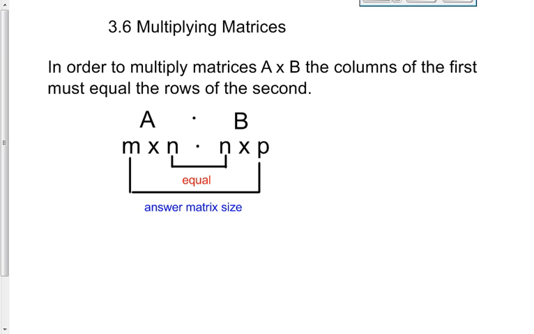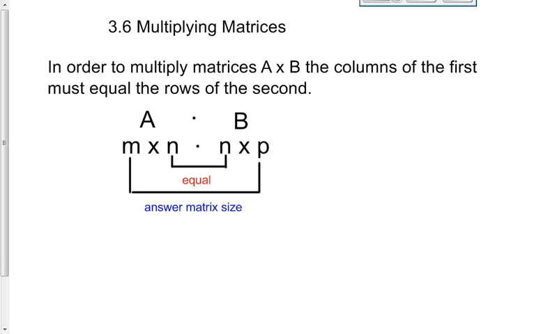First thing we need to know is that in order to multiply matrices, the columns of the first must equal the number of rows of the second matrix. Okay, so what does that mean? If you have two matrices, an A and a B matrix, you need to know the size of each one. So let's just say the size of the A matrix is m by n: m rows, n columns. And the size of the B matrix is n by p.